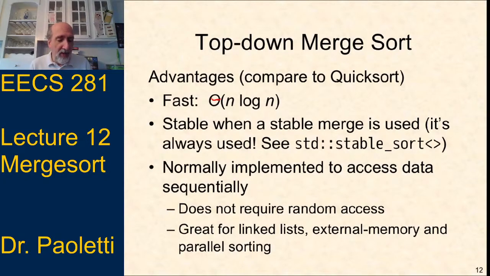It's normally implemented to access data sequentially, but we can do it with random access also. We wrote the code here with random access, but you could rewrite this with linked lists or with iterators. You say, wait a minute, how do I get to the midpoint? Well, if it was a linked list, you'd say, hey, linked list, how big are you? Oh, your size n? Well, I'll move over n over 2, and there I'm at the middle.